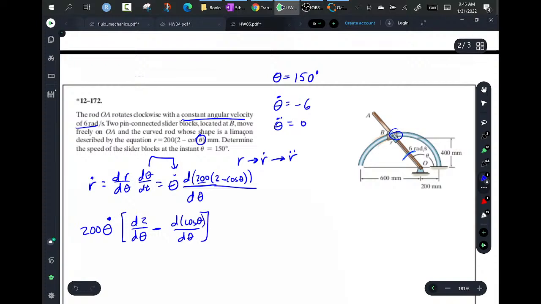You know that this is a number, has no variation in theta, so you get nothing there. So derivative of cosine is minus the sine. So that takes care of that. So you get 200 theta dot sine theta and nothing else really.